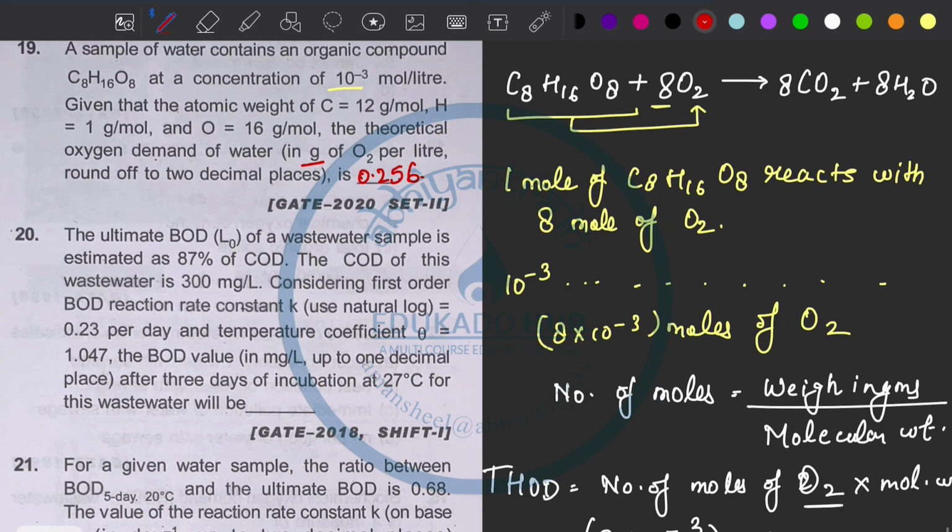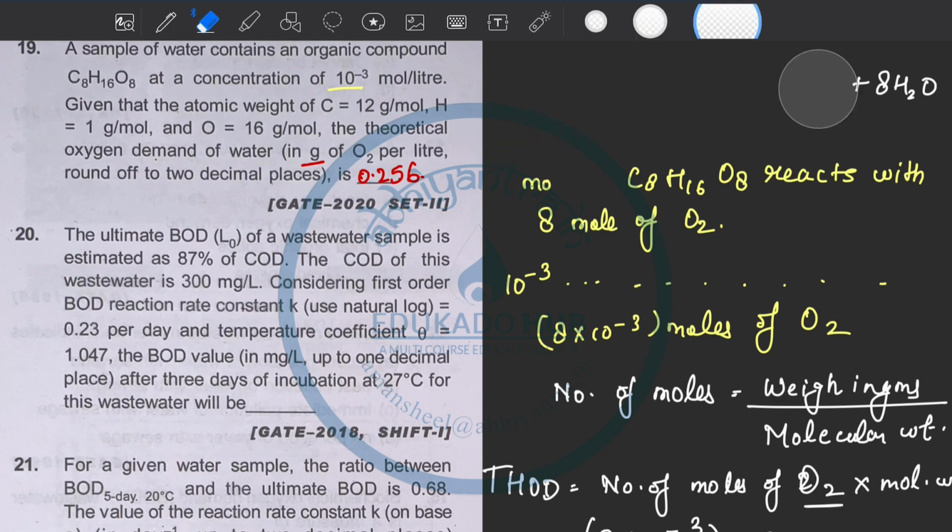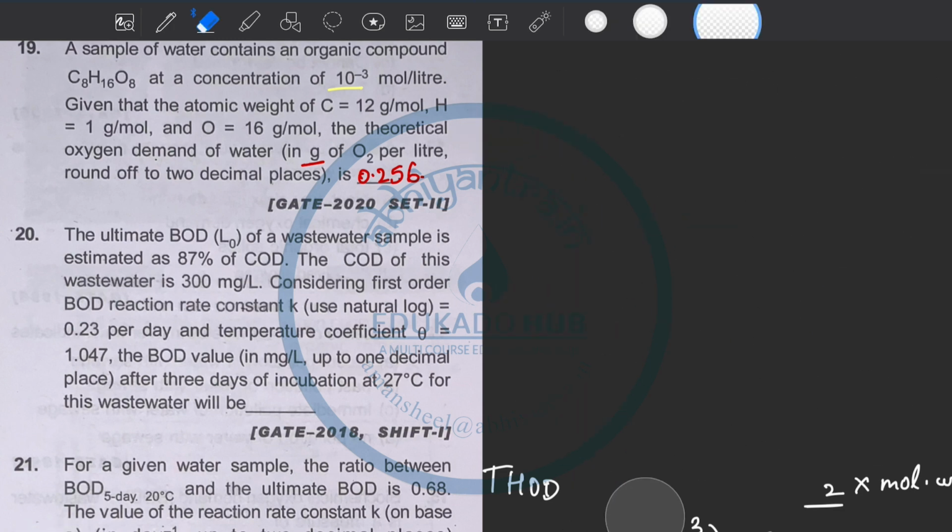Now let us see the next question, which is question 20. Before that, let's clear our board.